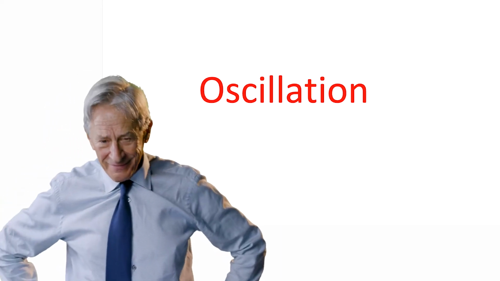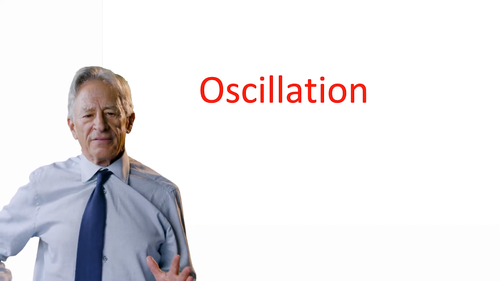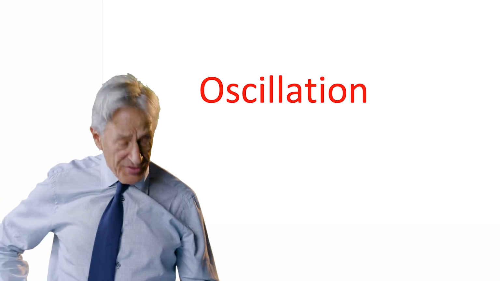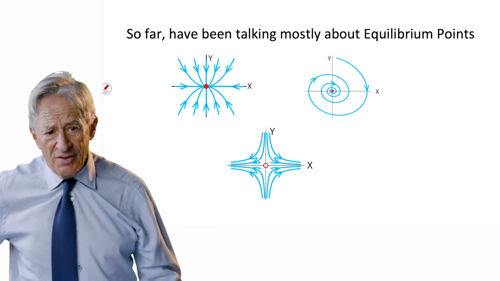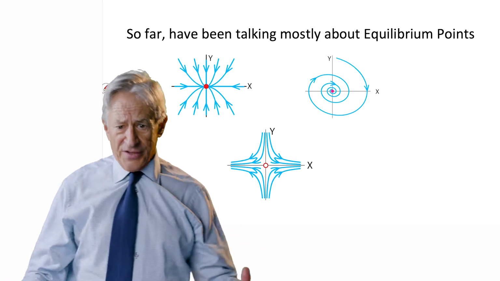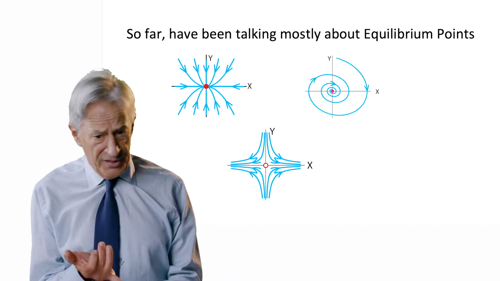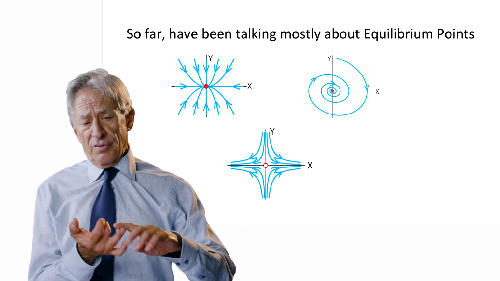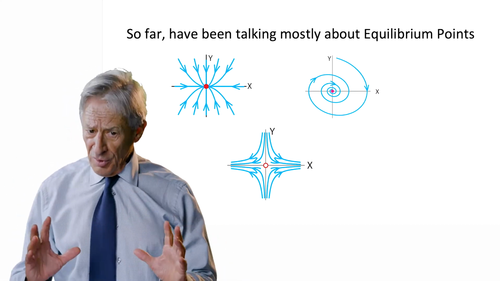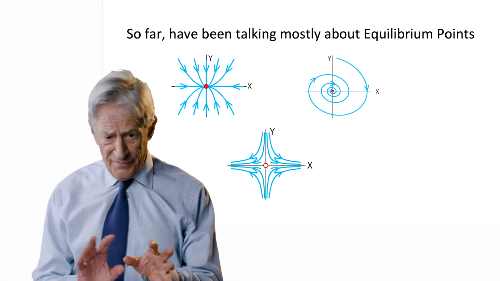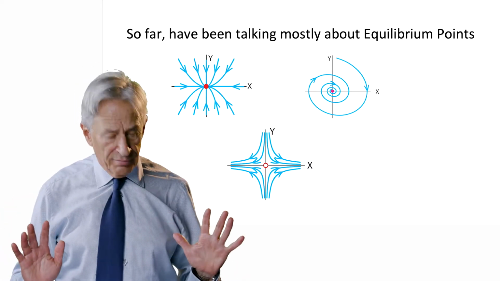Hi, welcome back. Gonna start a completely new topic today. And the topic is oscillation in biology. So far we just spent weeks talking about equilibrium points. We know how to find equilibrium points. We know how to evaluate their stability. We saw examples. We saw bifurcations involving equilibrium points. But it's been equilibrium, equilibrium, equilibrium.